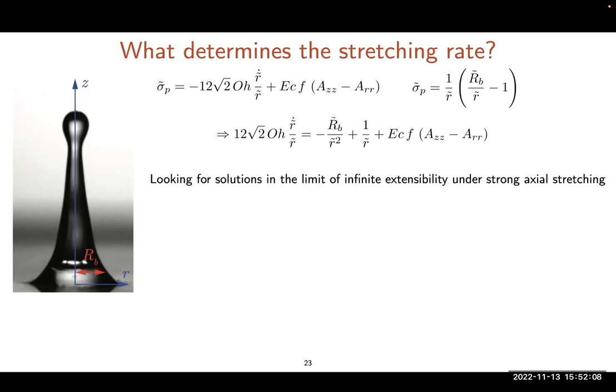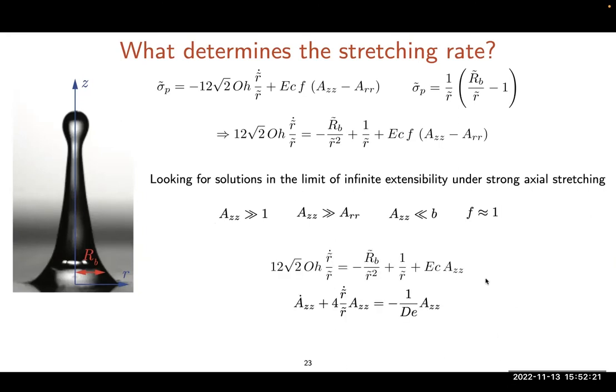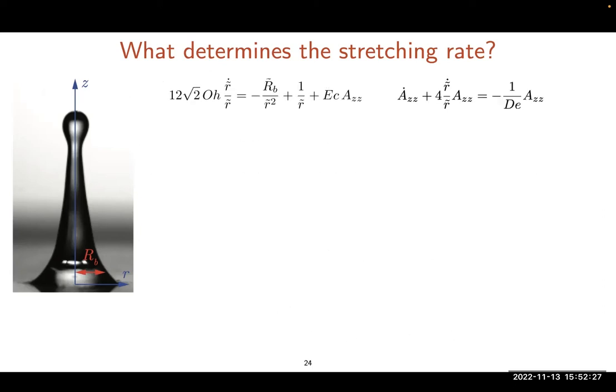We're going to make some more simplifications now. We're going to look at the limits of infinite extensibility, because our jet never breaks up for the cases we are studying. So we can put in these assumptions in our expression to simplify our equations to these two equations here, where this is the jet dynamics and this is how the conformation tensor A_zz varies.